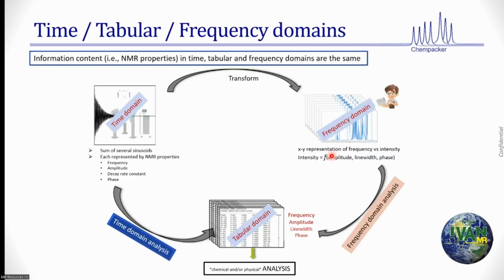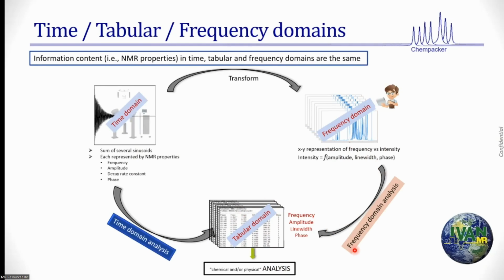So here is a cartoon of a tabular domain. I introduced this tabular domain alongside the time and frequency domain analysis domains. We all know about the time domain. We do FT, we think about the frequency domain. What the tabular domain is, is where you have a table of frequency, amplitude, decay rate, phase, or some derivatives of that, coupling constant, chemical shift, whatever you call it. It is the derivative of those four basic parameters of NMR. And when I define frequency domain analysis, I'm talking about taking the frequency domain information down to the tabular domain. That's a frequency domain analysis.